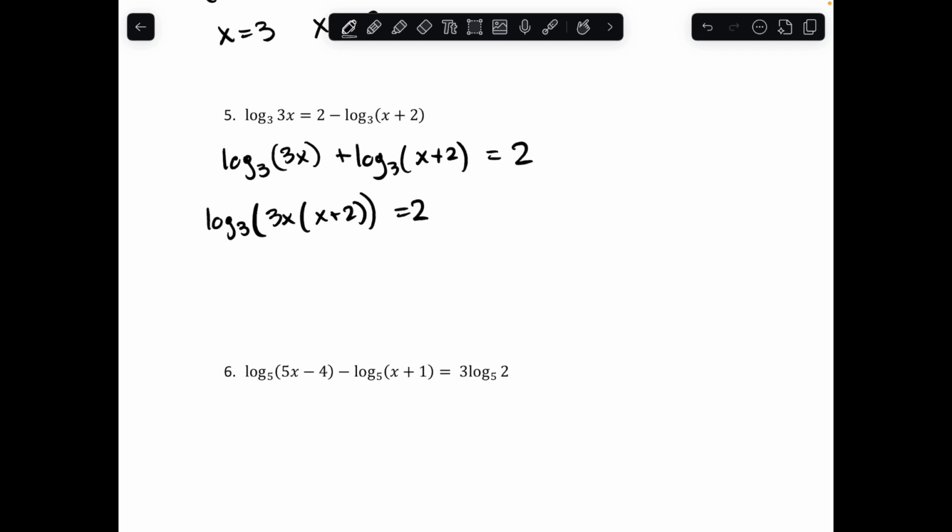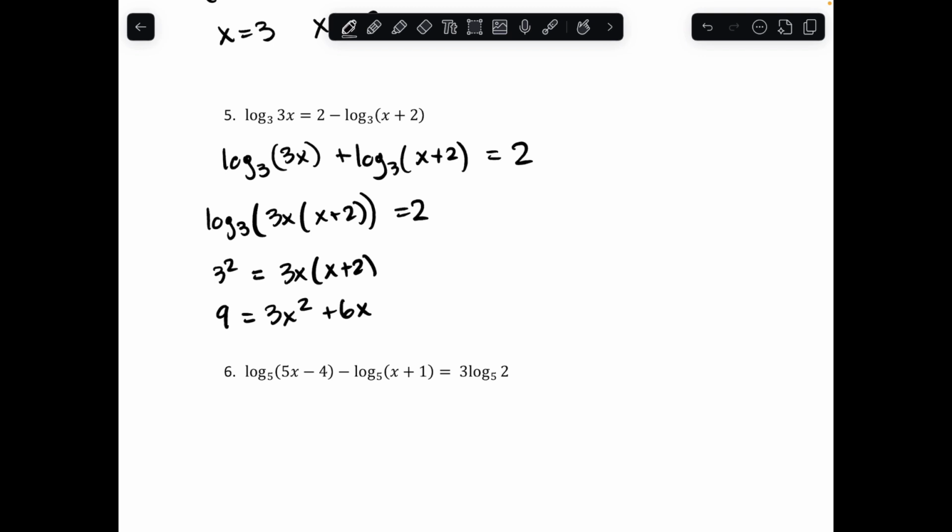From here, we can go ahead and put this into exponential form, and so we'll be able to say that 3 squared has to be equal to 3x times x plus 2. So this becomes 3 squared is equal to 3x times x plus 2. We can go ahead and start simplifying and distributing. So we get 9 is equal to 3x squared plus 6x.